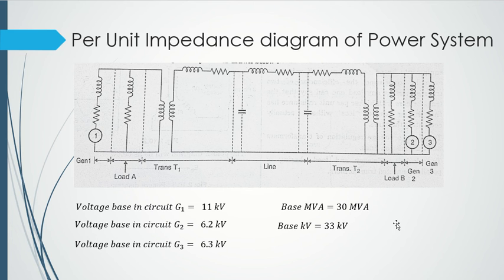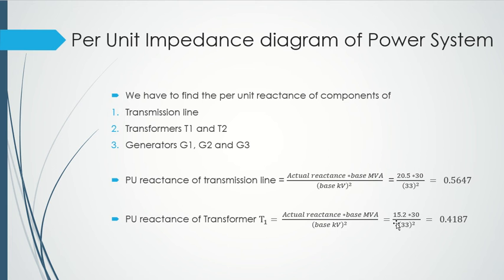If you want to know in detail the reasoning behind the selection of this base MVA and base kV, we have discussed that in one video before, when we discussed per unit values in detail. I will mention the link of that video in the description as well. If you have not seen that video, please go through it, so it will be easy for you to understand how we select the base kV, base kVA, base MVA, or any quantity as base to calculate per unit values. So this is how we took the values.